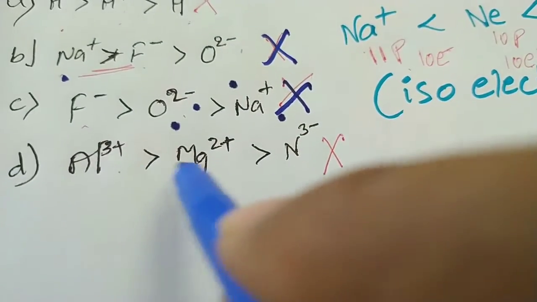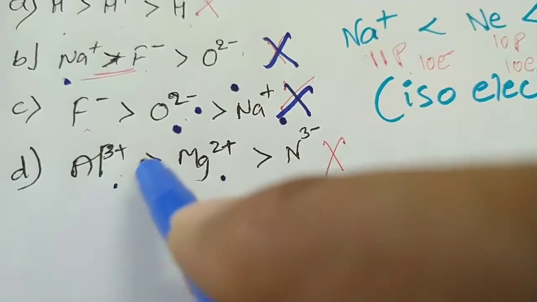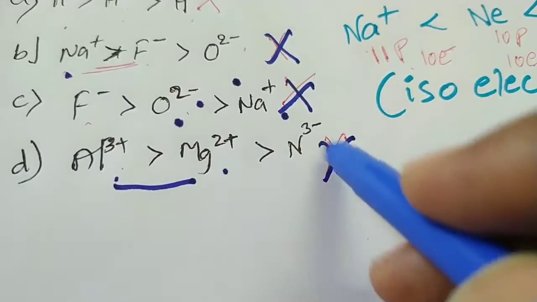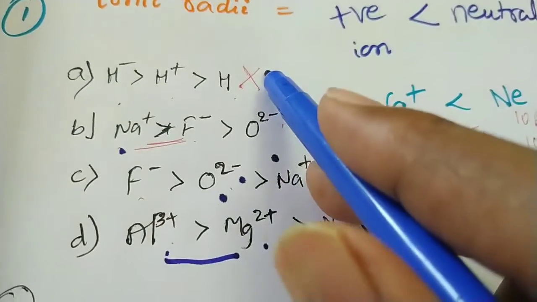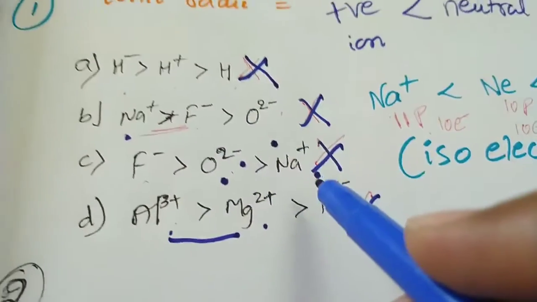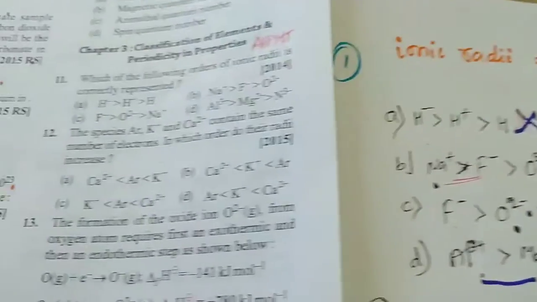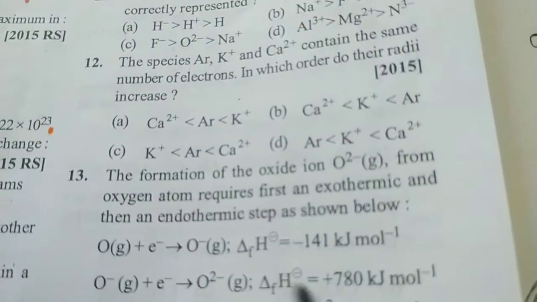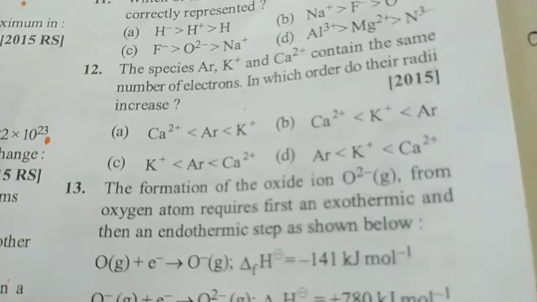Then Al plus 3 and plus 2. So here it is wrong. So all 4 options are wrong. There is no correct answer. Next, go for the second question.